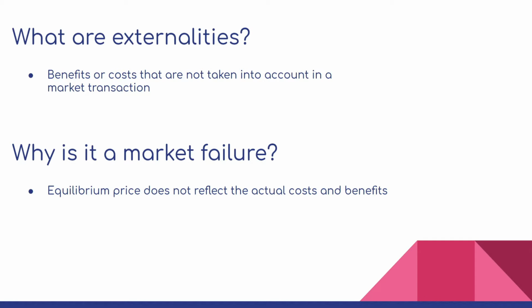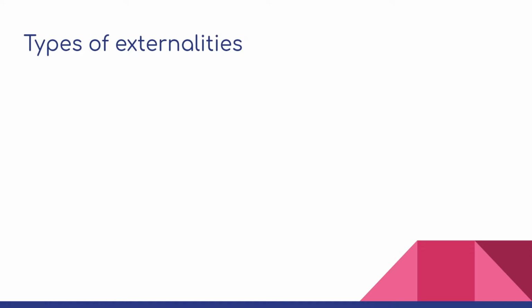So first of all, what are externalities? Externalities are benefits or costs that are not taken into account in a market transaction. And why is it a market failure, you might ask? Well, that's because the equilibrium price of the good or service does not actually represent its costs and benefits. Now, there are two types of externalities: positive externalities and negative externalities.